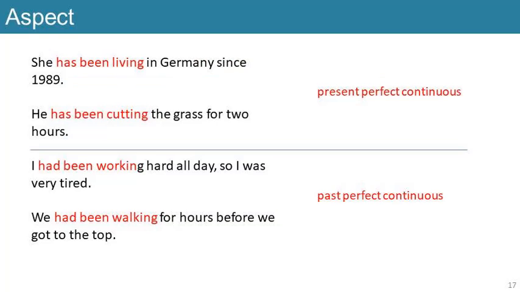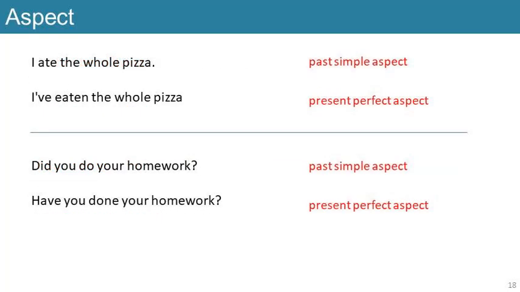Note that the perfect and continuous aspects can be combined as in these examples. Choosing the best combination of tense and aspect to convey a particular meaning is one of the most common grammatical problems for learners of English. Particularly difficult is choosing between the past tense simple aspect and the present tense perfect aspect. For example, should it be I ate the whole pizza or I've eaten the whole pizza? Should it be did you do your homework or have you done your homework?